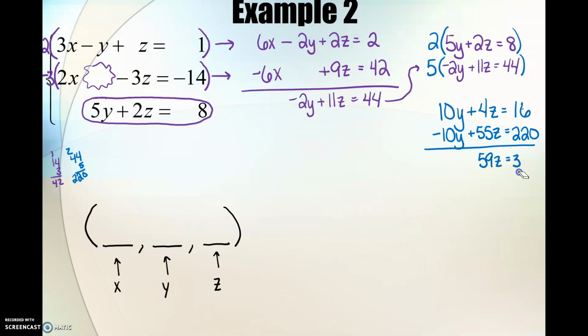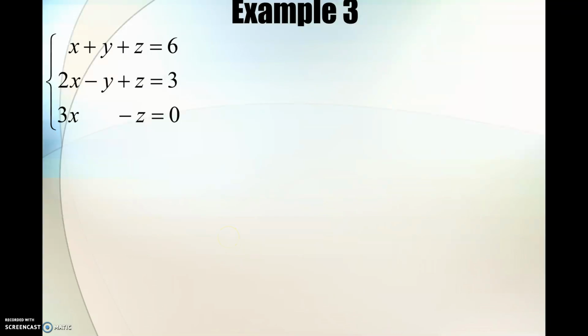oops, I definitely added those wrong. Wow. 59z equals 236. Divide both sides by 59 and z equals 4. So we know that z is 4. Whoa, whoa, z is 4. Go back.